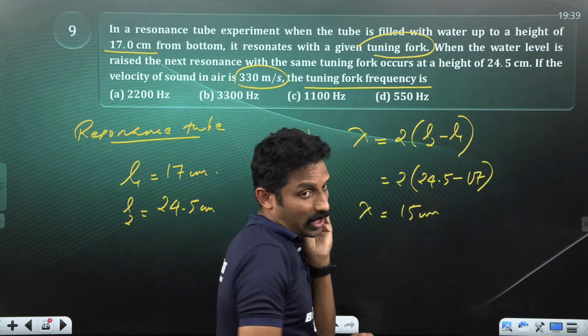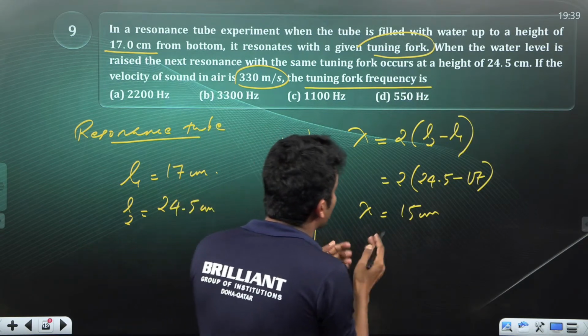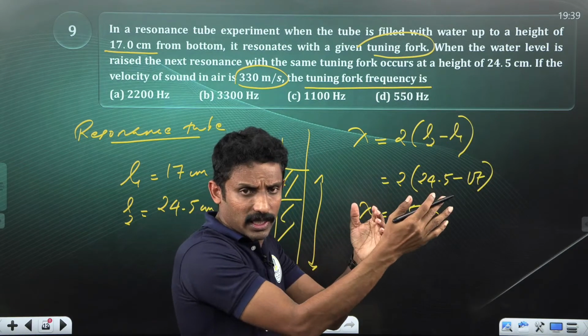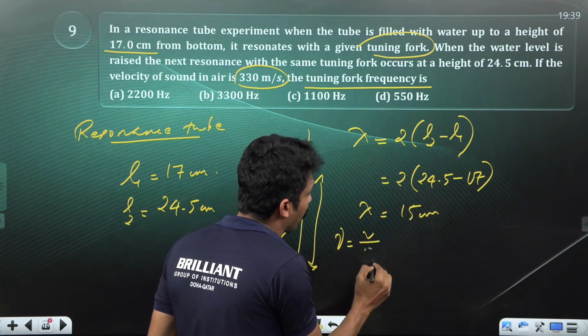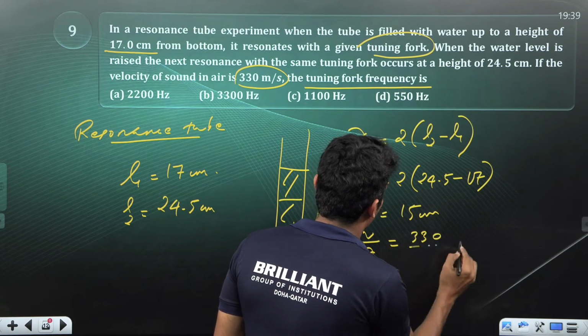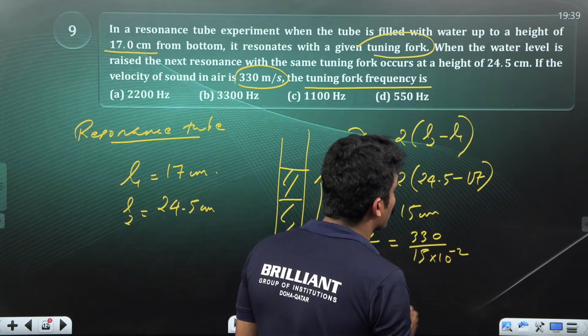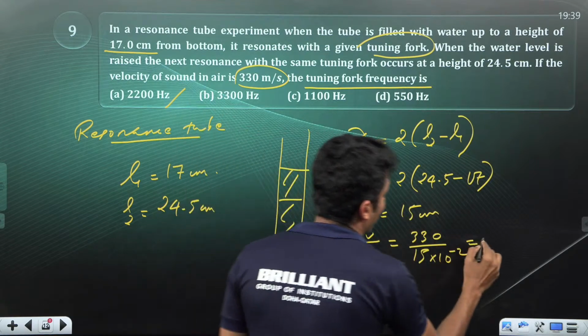You take it, calculate it. And there lambda is obtained. Lambda is obtained means frequency can be calculated. Frequency is velocity by lambda. Velocity is given here as 330 and lambda is 15 centimeter, centimeter is 10 raised to minus 2. Okay, solve this to get the answer 2200 hertz.